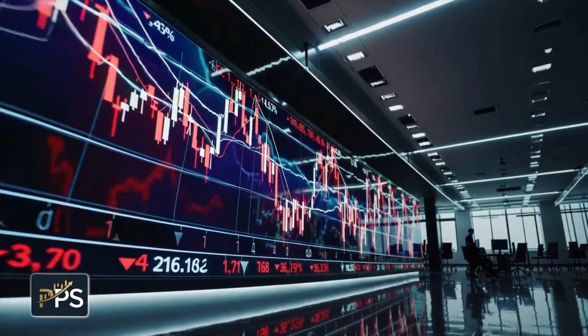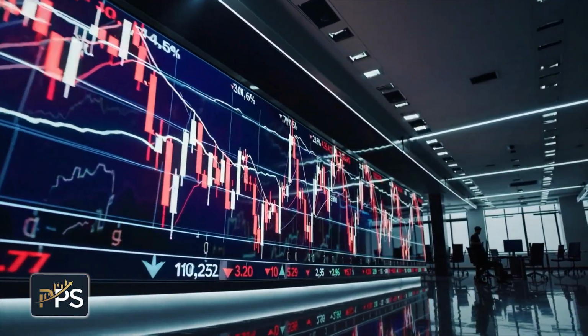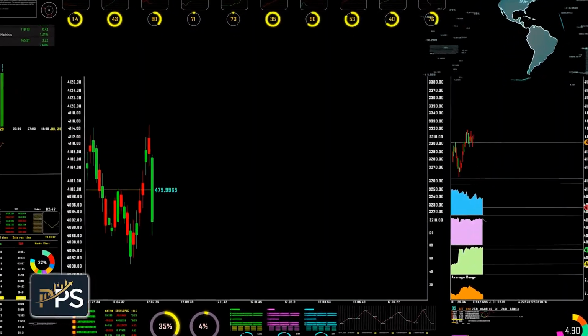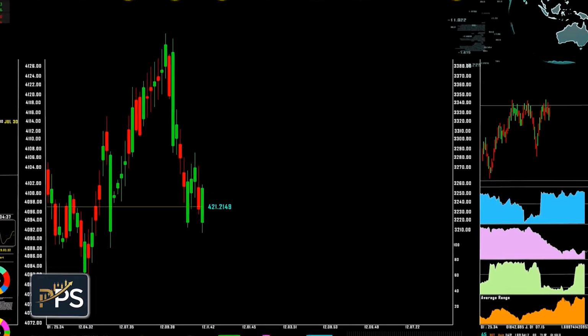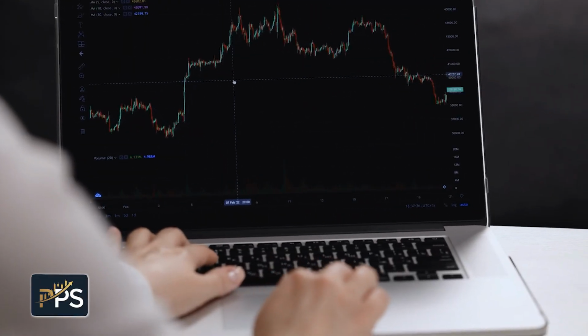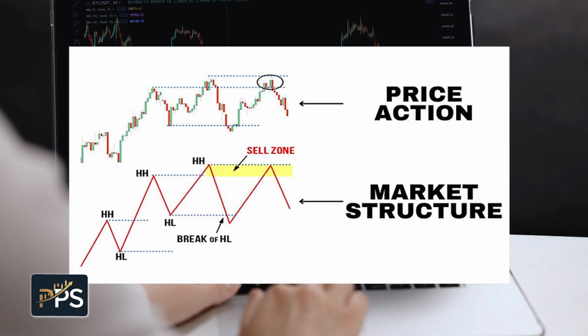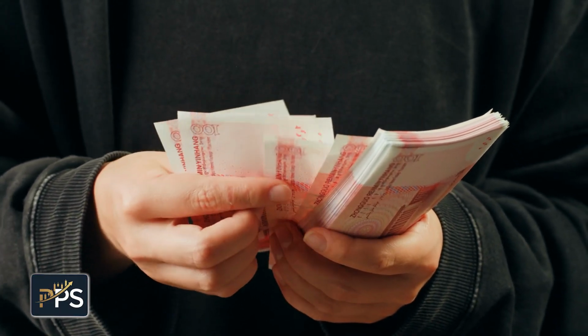If more sellers exist at a level compared to buyers, the market becomes heavy and struggles to rise. The opposite is true when buying pressure dominates. Liquidity is essentially the visible footprint of this battle. The danger for new traders is treating liquidity zones as guaranteed trade setups. In reality, they're only areas of interest, not certainty.